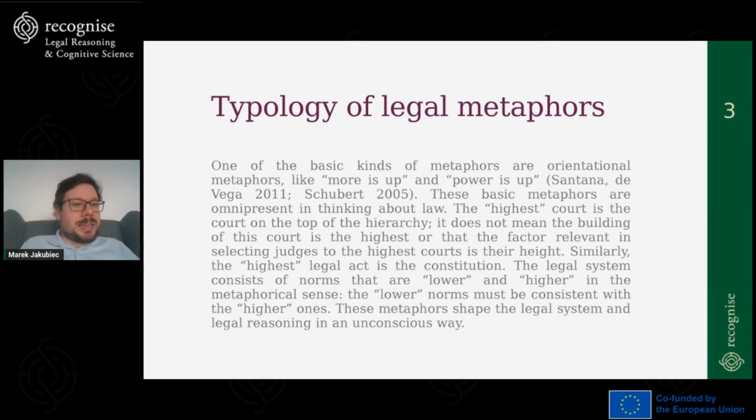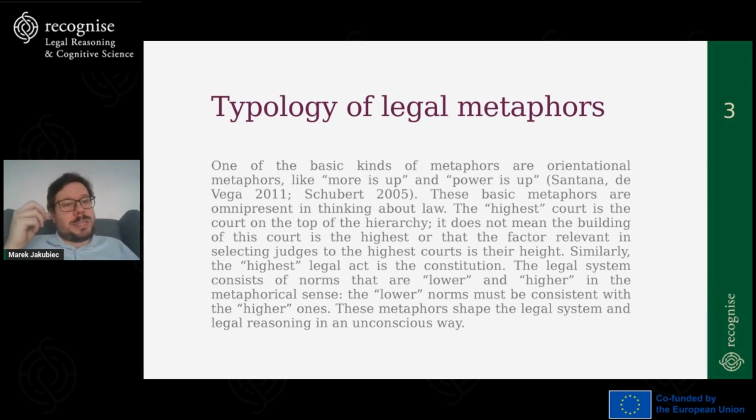Another example, the highest legal act, the constitution. I don't know what it could mean in a literal sense, but metaphorically it means that this is the most important legal act, and that other legal acts cannot contain legal norms that are contradictory to the legal norms expressed in the Constitution. So the legal system consists of norms that are lower and higher in a metaphorical sense, of course, not in a literal sense. The lower norms must be consistent with the higher ones.